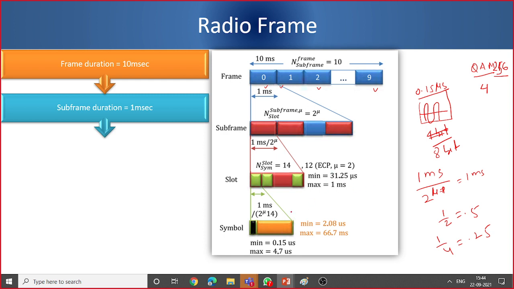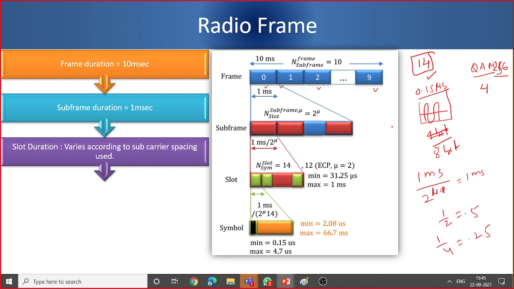And every slot, please remember, every slot will have 14 symbols. That slot can be of 1 millisecond, can be of half millisecond, can be 0.25, and so on, depending upon which numerology I am using. But it will have 14 symbols. In some cases, I will explain later that you have 12 symbols only, but for the time being, for simplicity, assume that there are 14 symbols. So I hope everyone has understood.